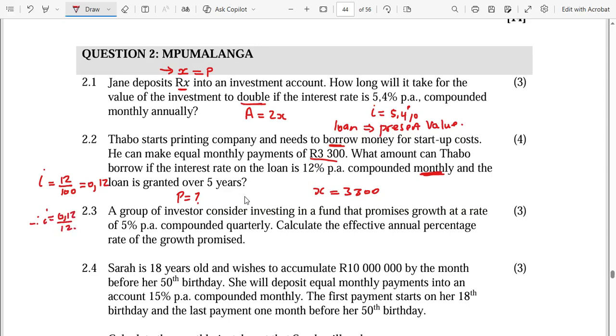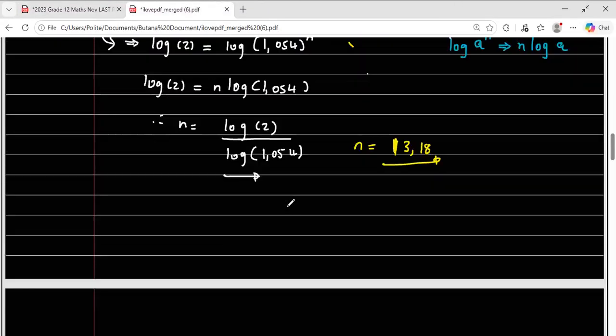And then what about n? n is also compounded monthly, so this will be 5 years times 12. We'll work on that in the next question. You see, I already know everything that I have and which formula I need. I just have to go to the formula and substitute everything. The loan is granted over 5 years, so we need to calculate the present value. Let's go and work on this.